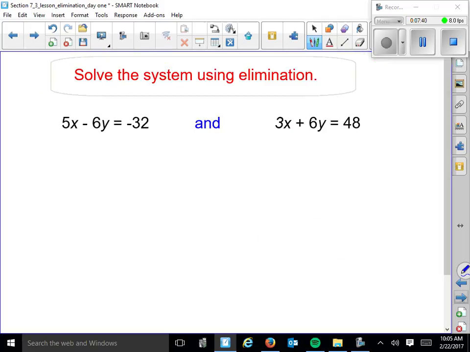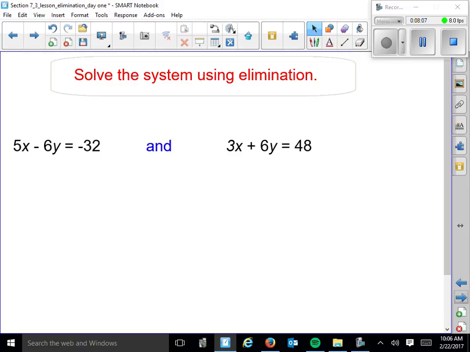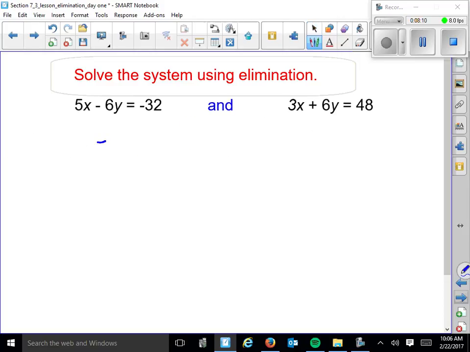Now, not every problem that you're going to be working with comes from a number puzzle. So this is what a typical elimination problem, or a typical system, will look like. With substitution, it was really important to make sure that we did have our two equations side by side, because we worked with them at different times. But for elimination, we need to have our equations written one right above the other. 5x minus 6y equals negative 32. And 3x plus 6y equals positive 48.